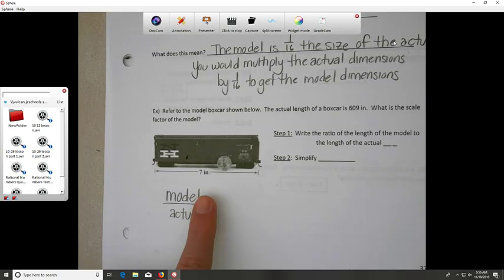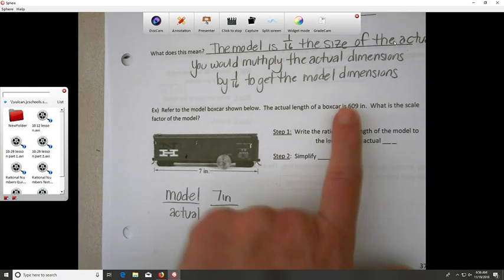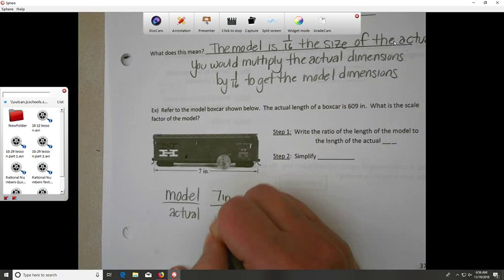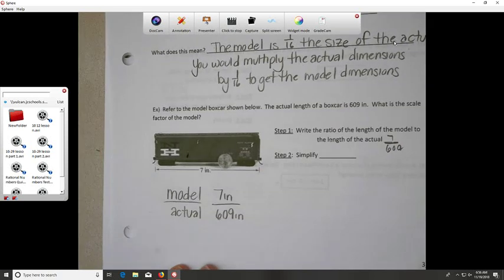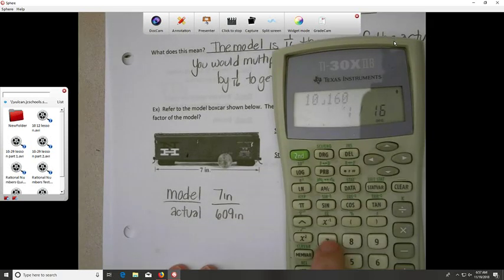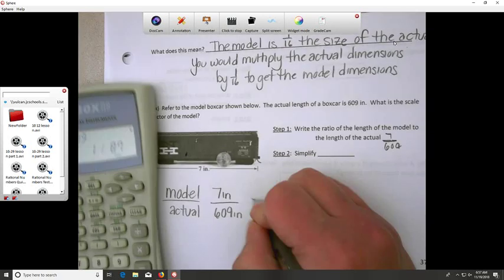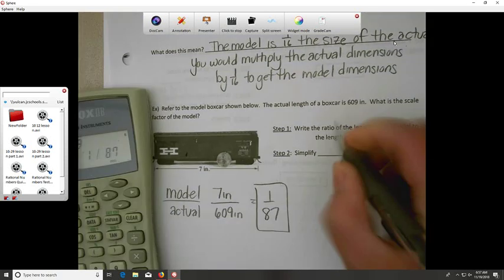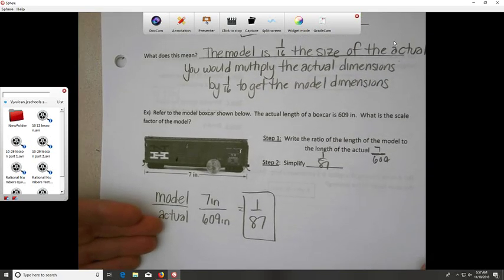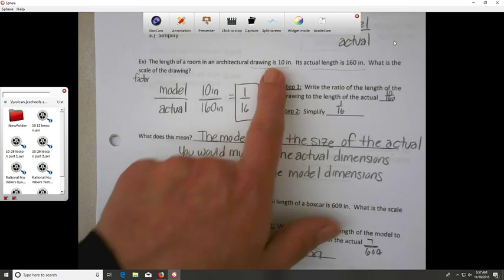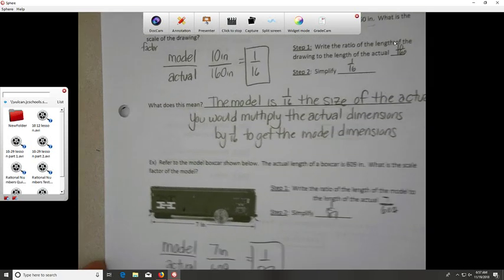We're talking about length, so if I look at the length of the model, that's 7 inches. And then it says up here that the length of the actual is 609 inches. So our fraction is 7 over 609. Then the second step is just to simplify. Again, you're just going to type it in, 7 ABC 609, and let the calculator simplify it. The calculator says that is 1/87. All right, so those ones are scale factor. Our units are matching here, inches and inches, down here, inches and inches. So all we had to do is write the fraction and simplify it.